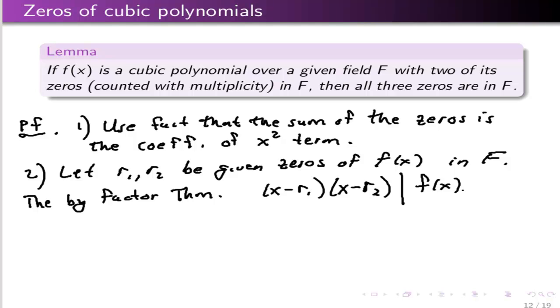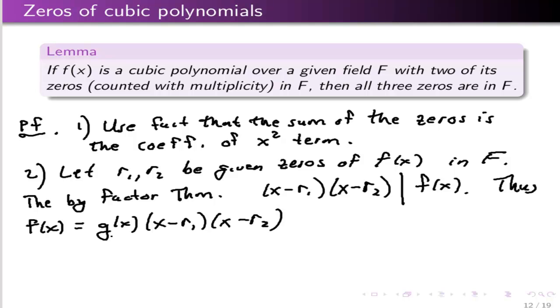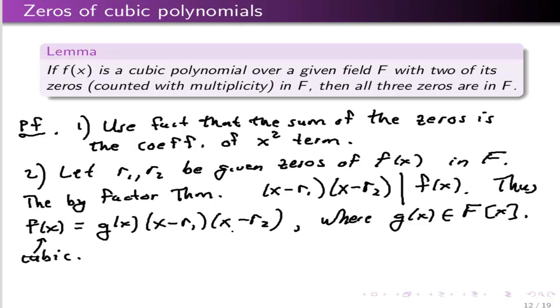Okay, well, what does that mean? Thus, f of x equals some polynomial g of x times x minus R1 times x minus R2, where this polynomial has coefficients in capital F. But what is the degree of g of x? This is a cubic polynomial here. These are first degree, so the degree of g of x must equal 1.